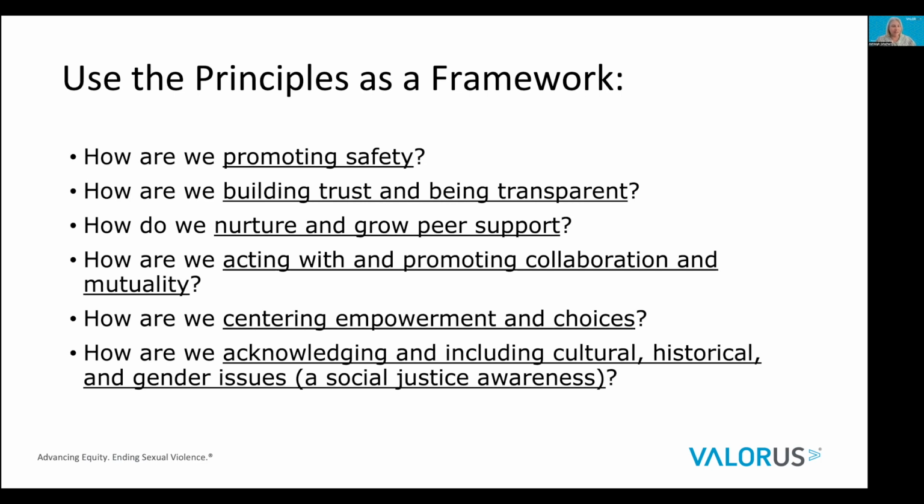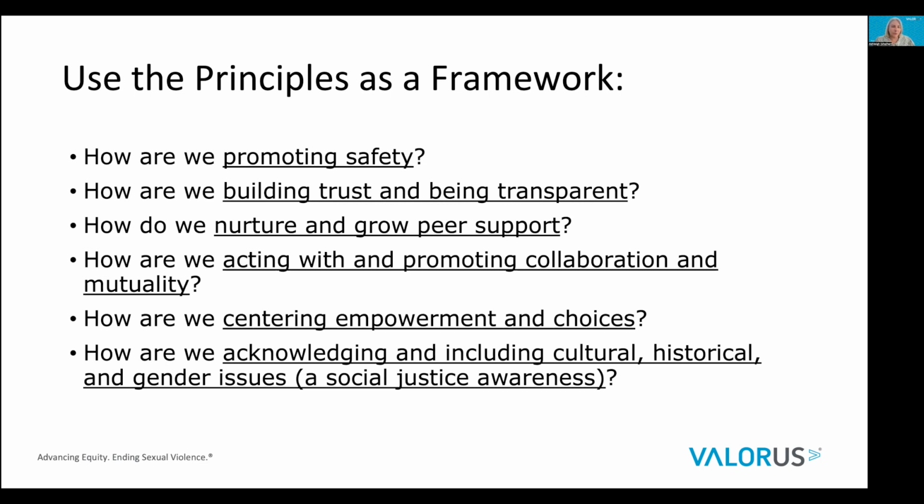Are we promoting safety, and how are we building trust and transparency with the people we work with? How are we nurturing and growing peer support that might be really important for people? How are we acting and promoting collaboration and mutuality? How are we centering empowerment and choices? And how are we acknowledging and including cultural, historical, and gender issues?